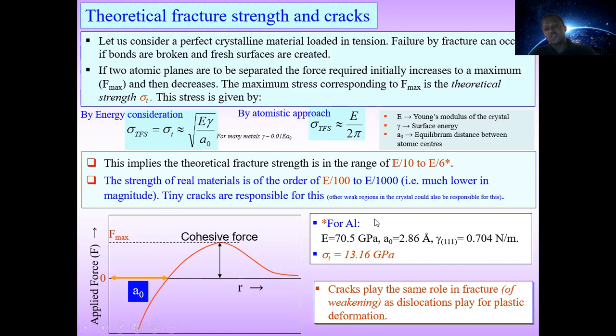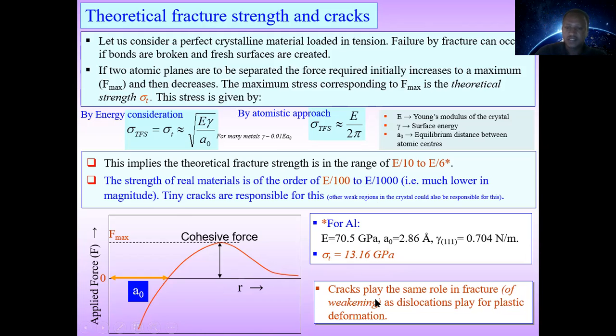For aluminium, these are the material properties. The Young's modulus of aluminium is 70.5 gigapascal. The atomic center distance, or equilibrium distance, is 2.86 angstrom, and the surface energy is 0.704 Newton per meter. The theoretical fracture strength sigma T, or the theoretical strength, is equal to 13.16 gigapascal. This is for this particular aluminum material.